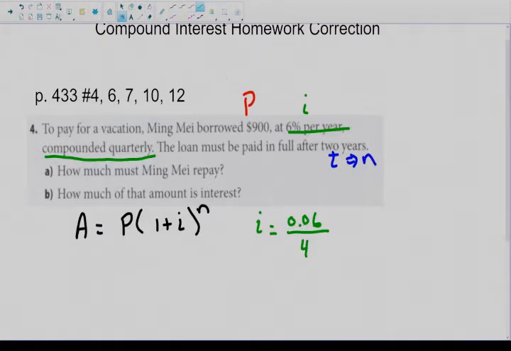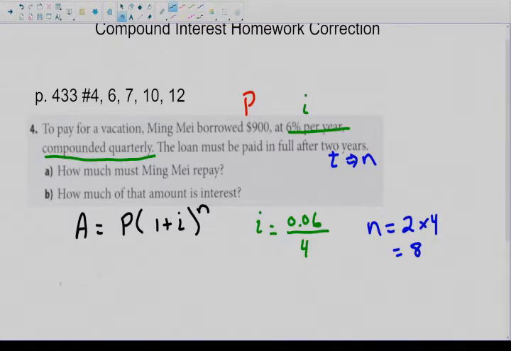Your N value, which is based on your time, this is the way you have to understand this. We're borrowing this money for 2 years, but we're getting interest 4 times a year. N represents how many interest payments you are getting overall. Well, if you're getting 4 interest payments per year for 2 years, you have to multiply those two numbers to give you your N value. And now we can substitute everything into the formula.